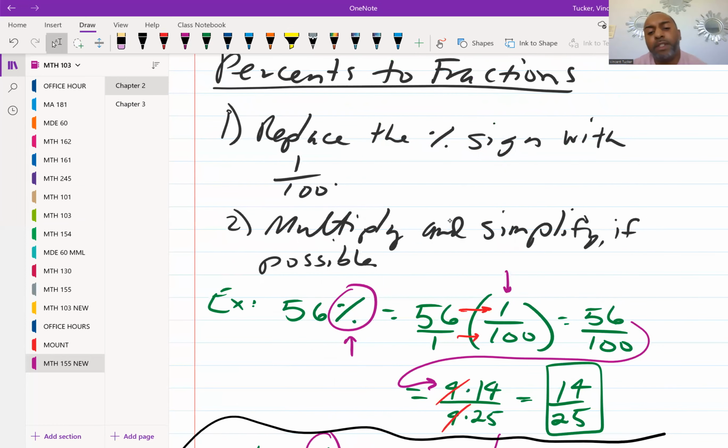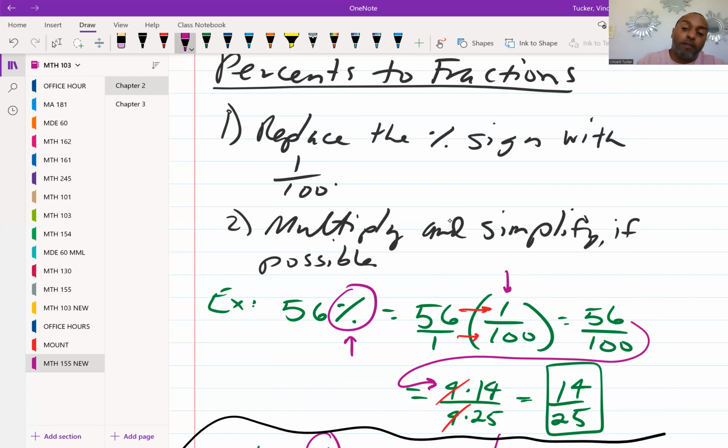First example, we have 56%. We're going to take that percent sign and replace it with 1/100. 56 as a fraction is 56/1, and all we did was multiply across. So 56 times 1 is 56, 1 times 100 is 100. So that's how we got here, 56/100.